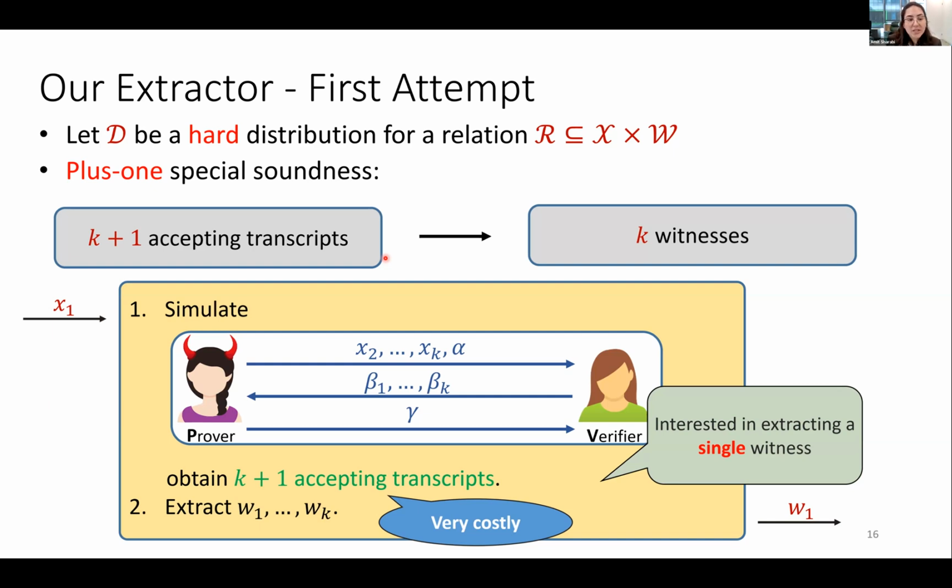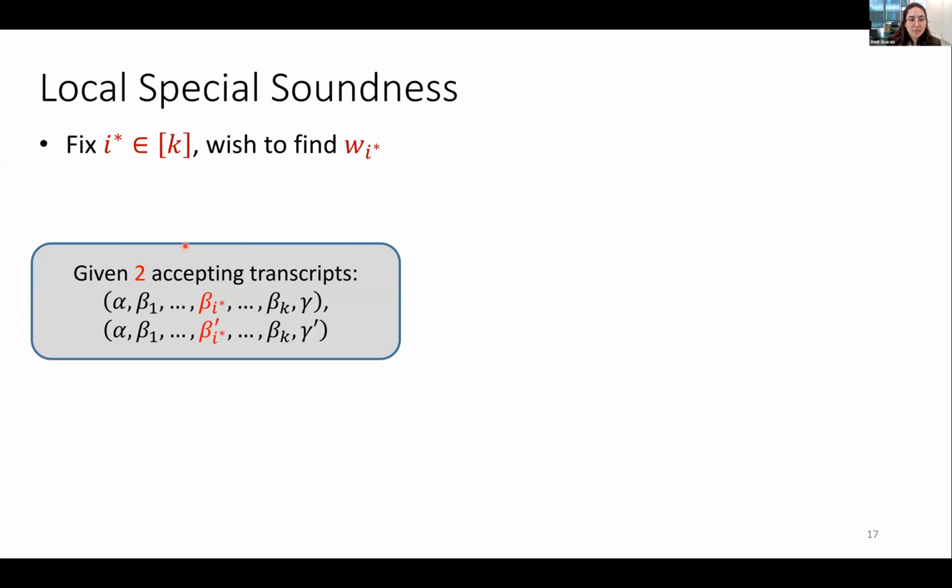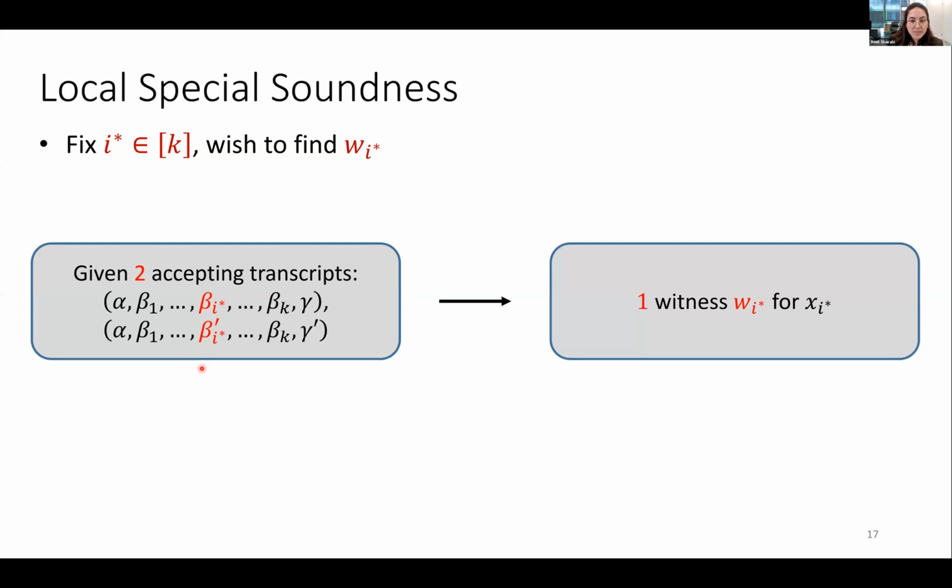So in order to overcome this issue, we defined a new notion, which we called local special soundness, which means that if you fix an index i star and you wish to find a witness Wi star, given two accepting transcripts with a common first message alpha, common challenges beta 1 to beta k, except the challenge beta i star, which has to be different, one can extract the witness Wi star. We show that our batch protocol has local special soundness, and therefore it suffices to construct an extractor that outputs 2 accepting transcripts instead of k+1 accepting transcripts.